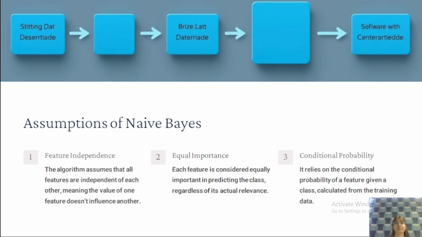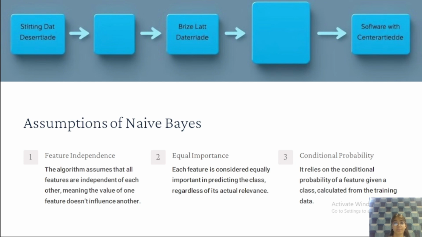So the assumptions about Naive Bayes are feature independence, equal importance and conditional probability. Feature independence means the algorithm assumes that all the features are independent of each other, like they are not dependent on each other, meaning the value of one feature doesn't influence the other. The value of one feature does not affect the value of another.